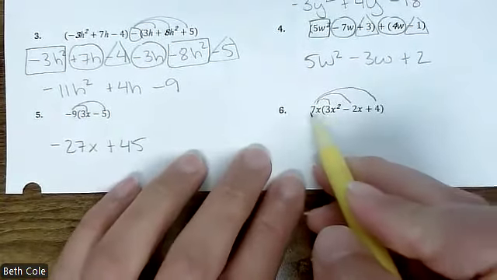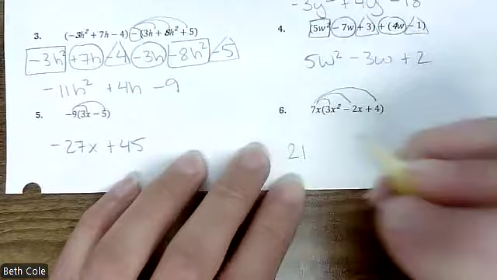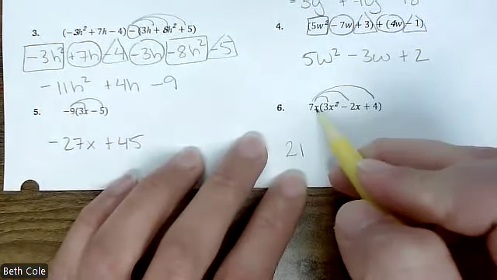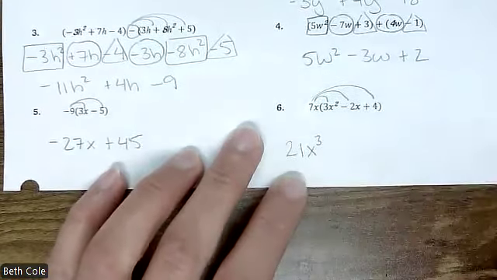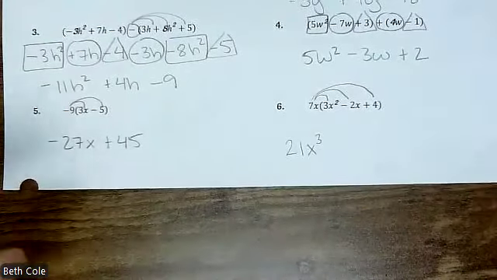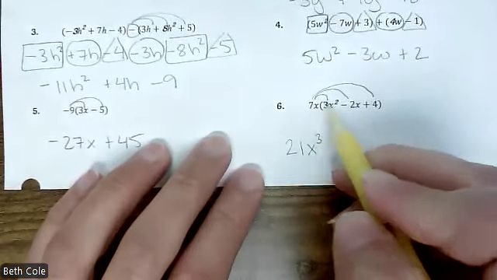So the first one, 7 times 3 is 21. Now you have x times x squared. Good, x to the third. 1 plus 2 equals 3 is what we did there. All right, now do the next one.